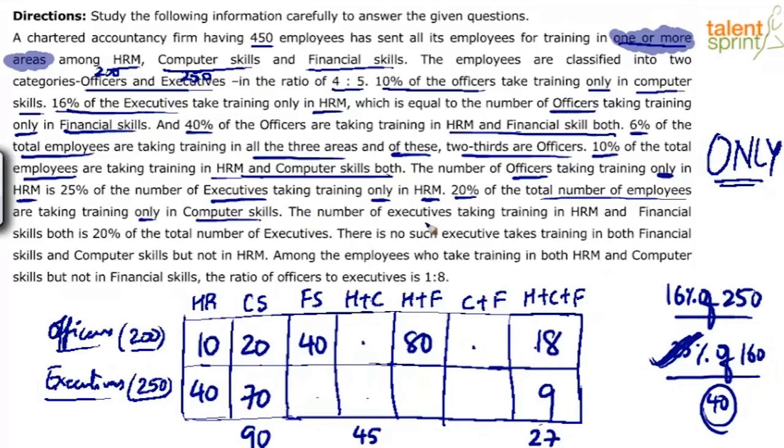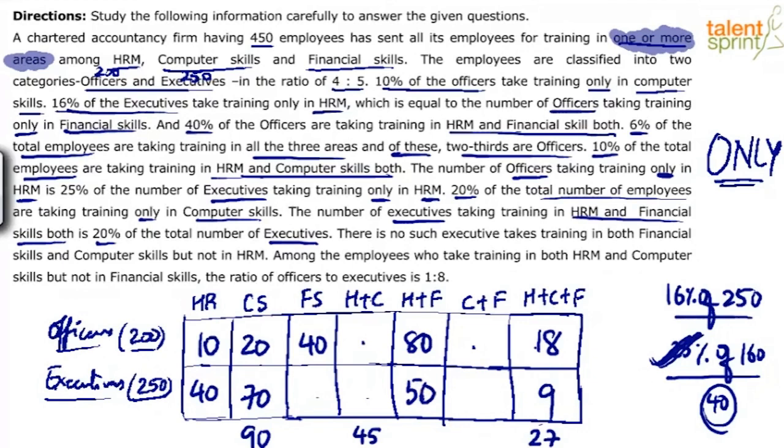Next point, the number of executives taking training in HRM and financial skills both. HRM and financial skills both, this part. He's talking about this cell now, right? Executives in H plus F is 20% of total number of executives. Total number of executives is 250. 20% of 250 is 50.